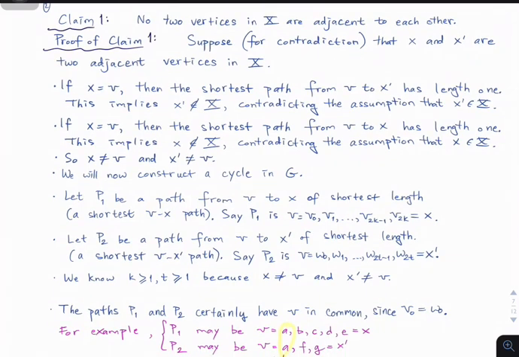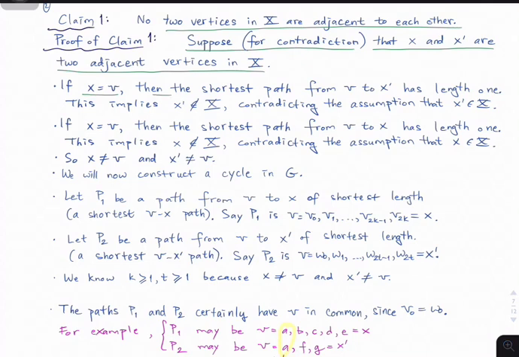So I claim that no two vertices in X are adjacent to each other. So here's the proof of this claim. Suppose, for contradiction, that x and x prime are two adjacent vertices in the set X. If x is the same as v, then the shortest path from v to x prime has length 1, because we said that x and x prime are adjacent. This implies that x prime is not in the set X, contradicting the assumption that x prime is in the set X. So that means this is not true.